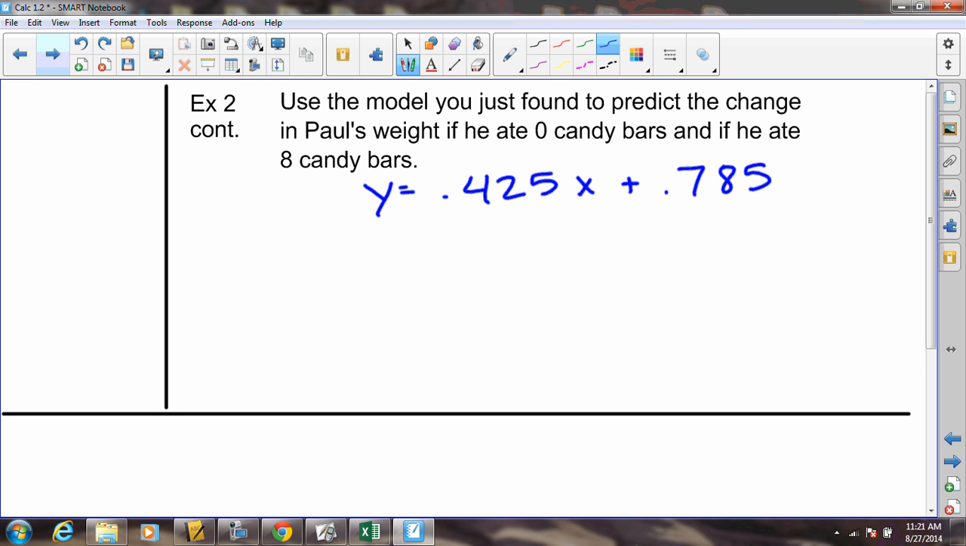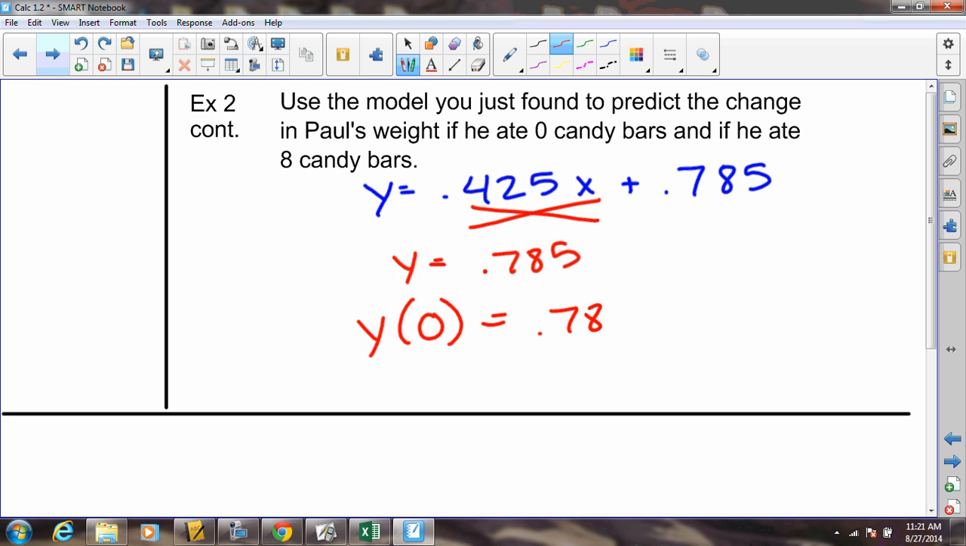If he were to eat 0 candy bars, predict his weight gain. Yeah, if x is equal to 0, this part just drops out. Okay. Now you'll note I have not yet been using function notation. I've been using the algebra 1 y equals stuff. We could just as easily be saying the weight gain with an input of 0 is 0.785, where we are using the y as the function name as well.